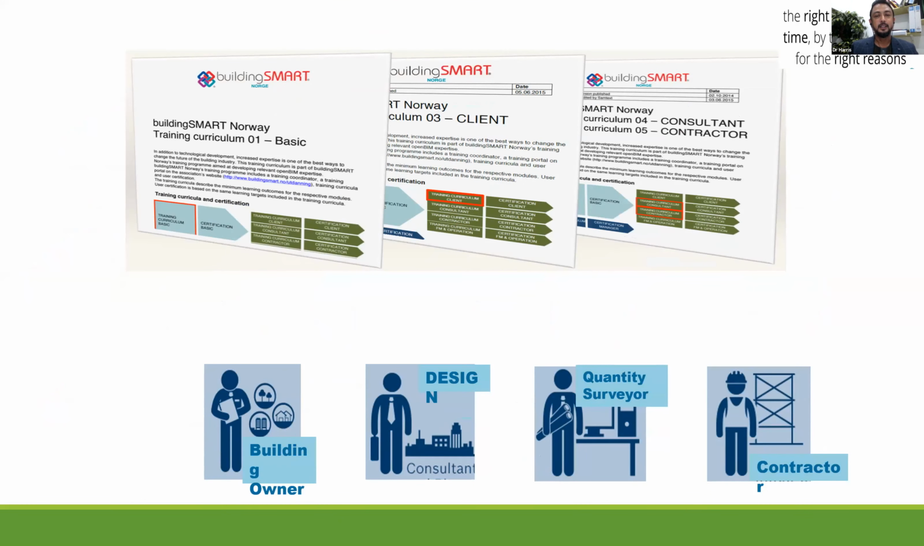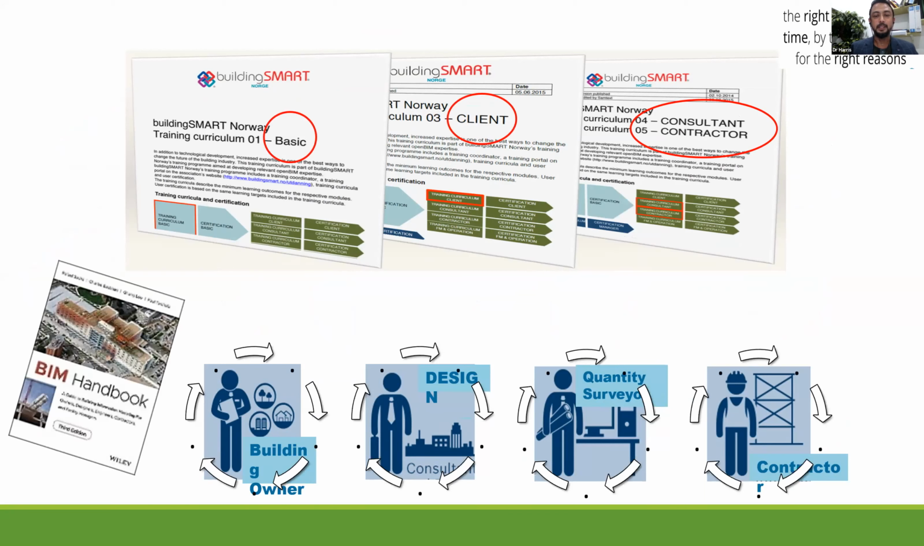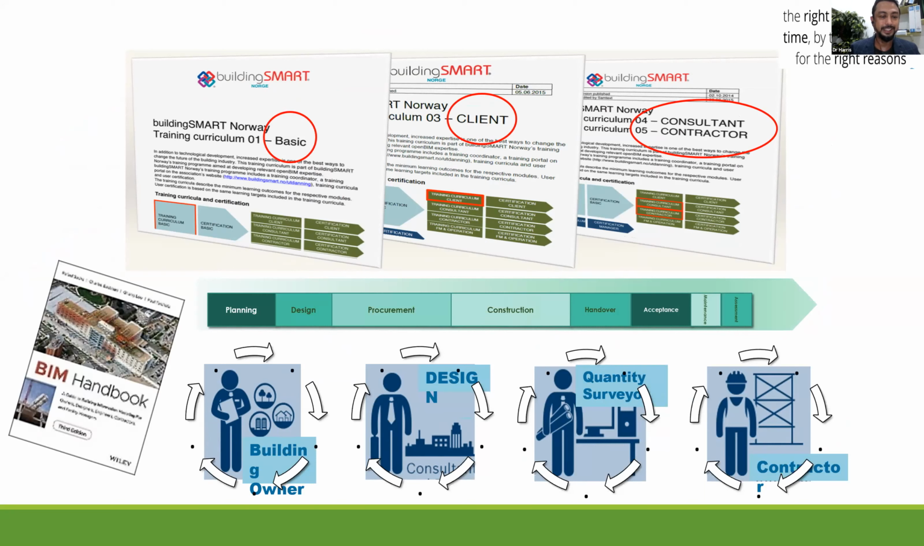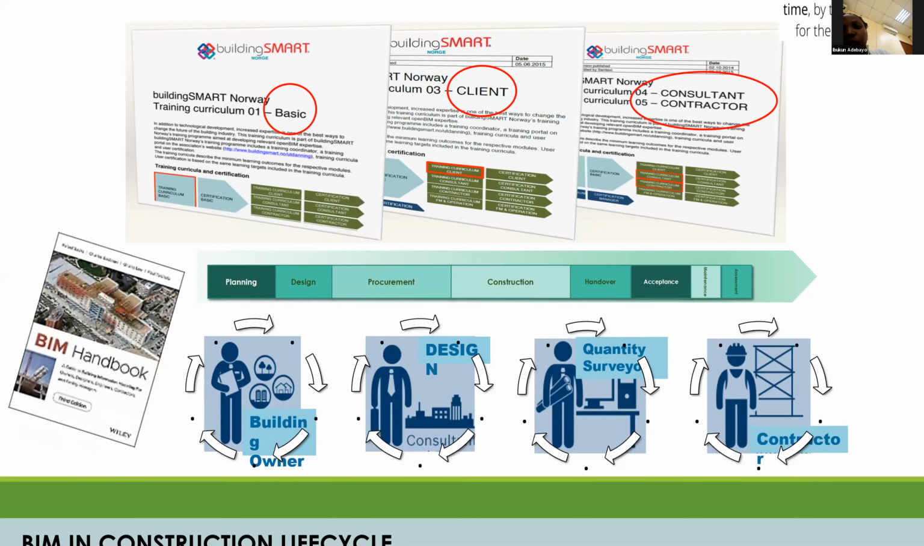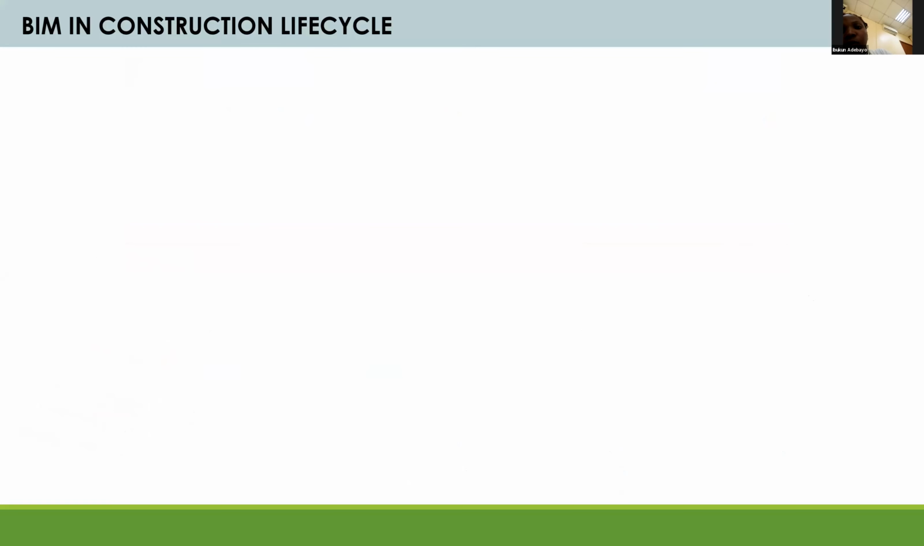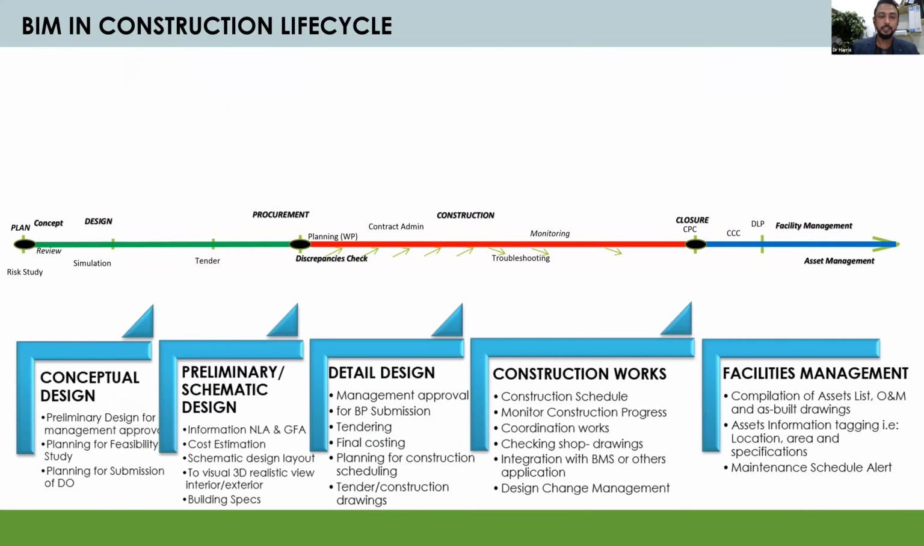And another way is we can implement BIM throughout the project. This is BIM implemented in the organization itself, whereby you can get a BIM handbook from Chuck Eastman. You can see in this handbook that BIM is implemented in the organization by the specific discipline. Building owner, designer, QS, contractor have their own way of implementing BIM. And BIM also can be implemented throughout the construction process.